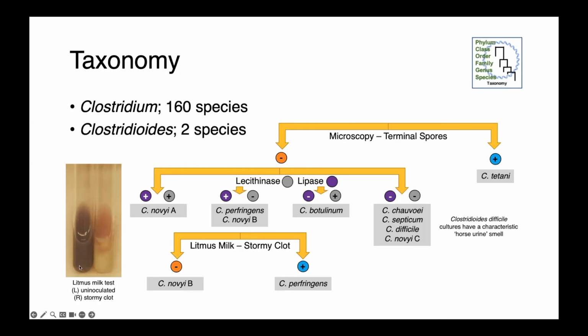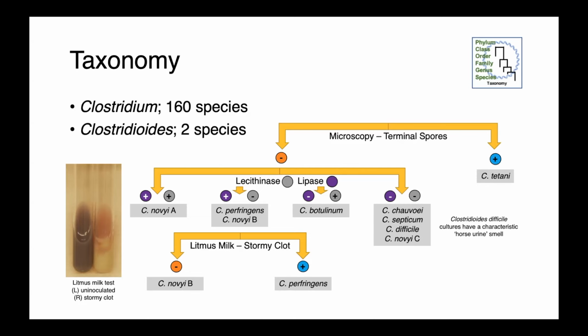So on the left here, we have the litmus milk test. This tube on the left is an uninoculated control. So this is the base color of the liquid when we have it prepared. And on the right, we have the stormy clot. So we get coagulation of the milk and it takes on this stormy appearance.